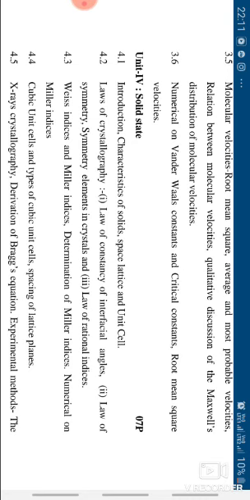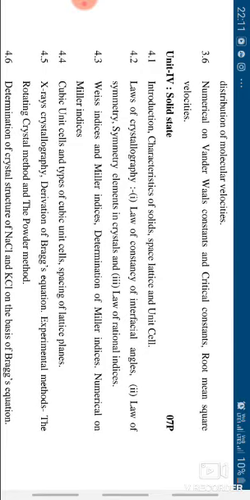Then we will see Miller indices and Weiss indices, and determination of Miller indices, and the numericals based on the Miller indices. Then after completion of Miller and Weiss indices, we will see cubic unit cells and types of cubic unit cells and spacing of lattice planes. The next is X-ray crystallography.